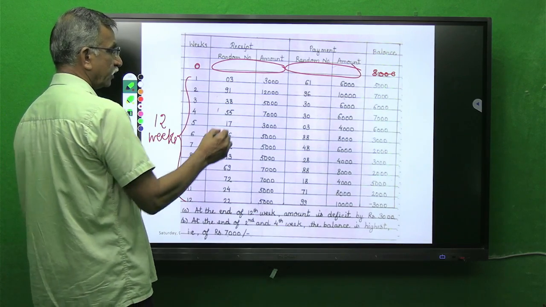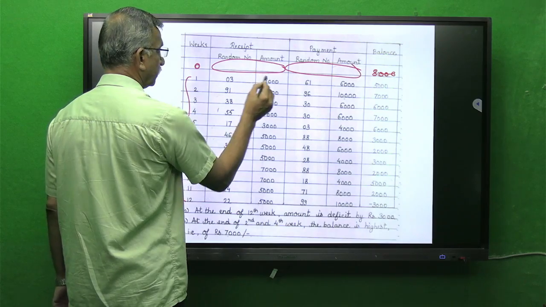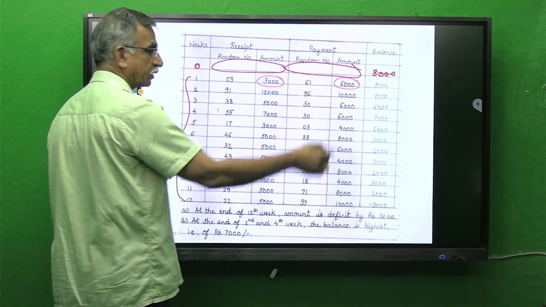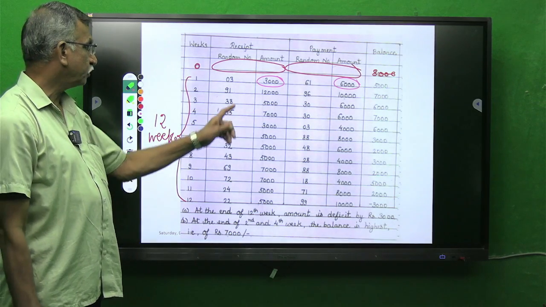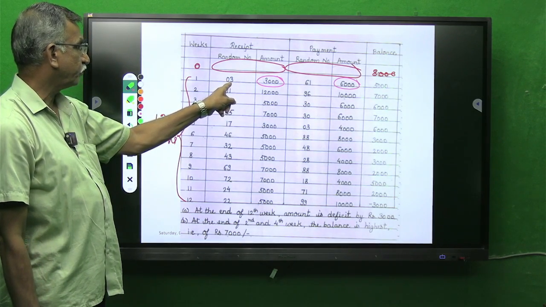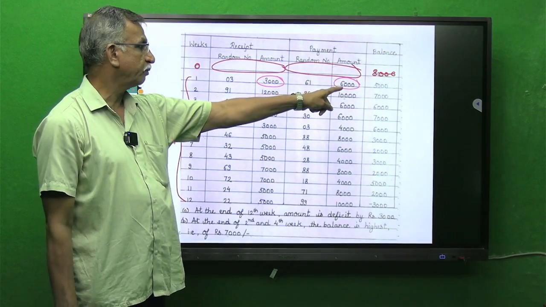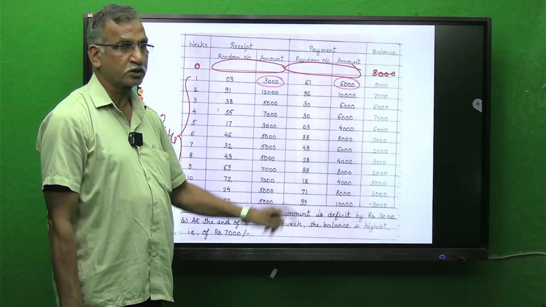Now where does this figure of 3,000 come from, where did this payment of 6,000 come from? That may be a question in your mind. So for 3, remember the figure 3,000. For 61, remember the figure 6,000.